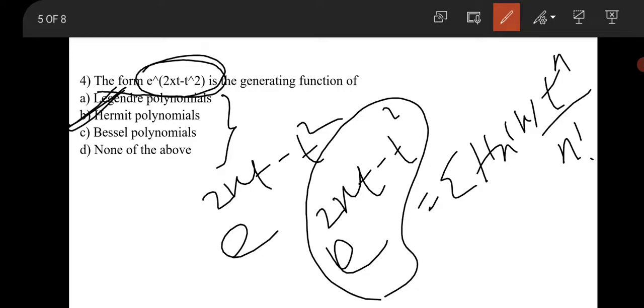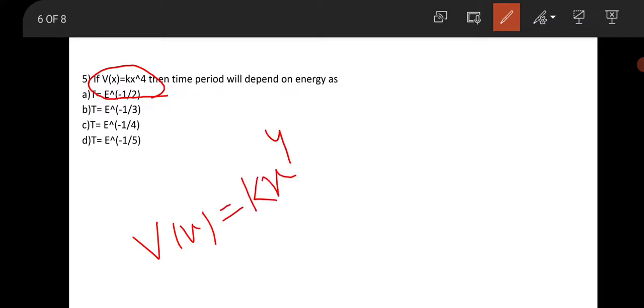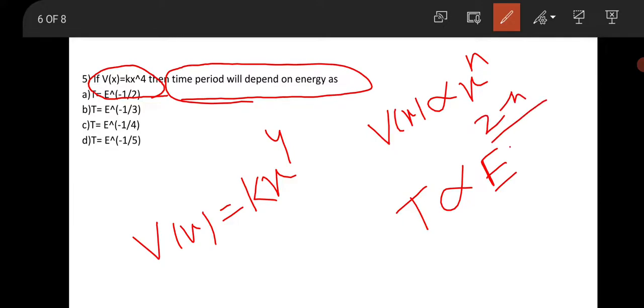Okay, so move to the next question. The next question is from classical mechanics, from central force motion. The question is very clear. If the potential is of the form kx to the power 4, that is V(x) is equal to kx to the power 4, then the time period will depend upon energy. As you know, for any potential V(x) proportional to x to the power n, the time period will be proportional to energy to the power (2 minus n) by 2n. Okay, this is an important condition, a short note.